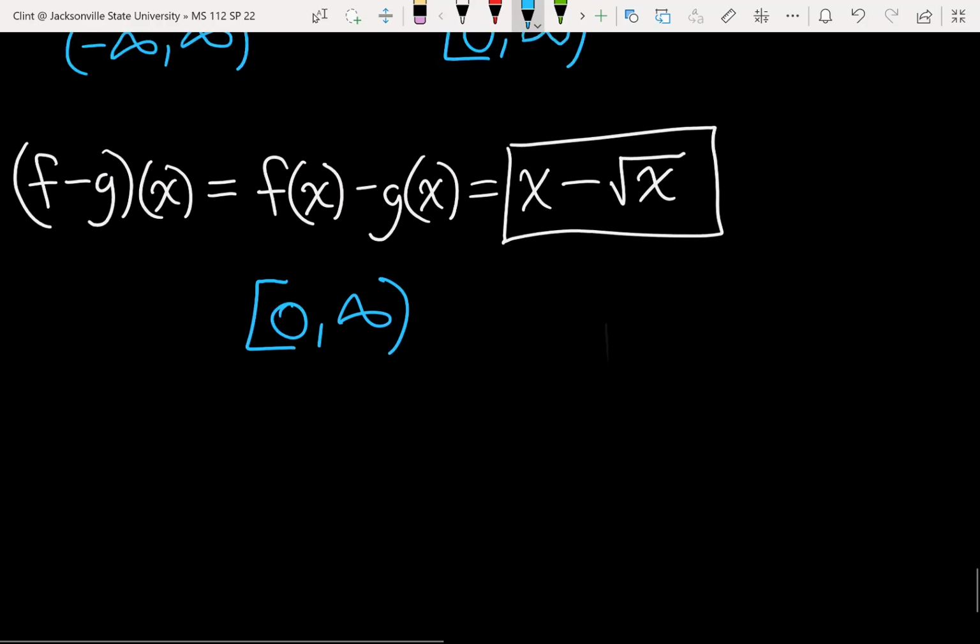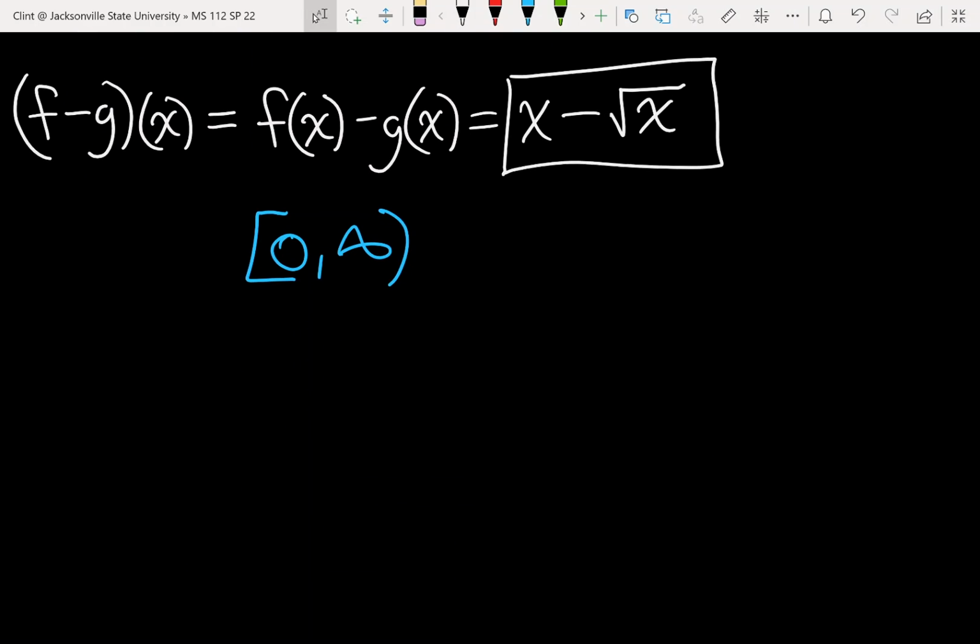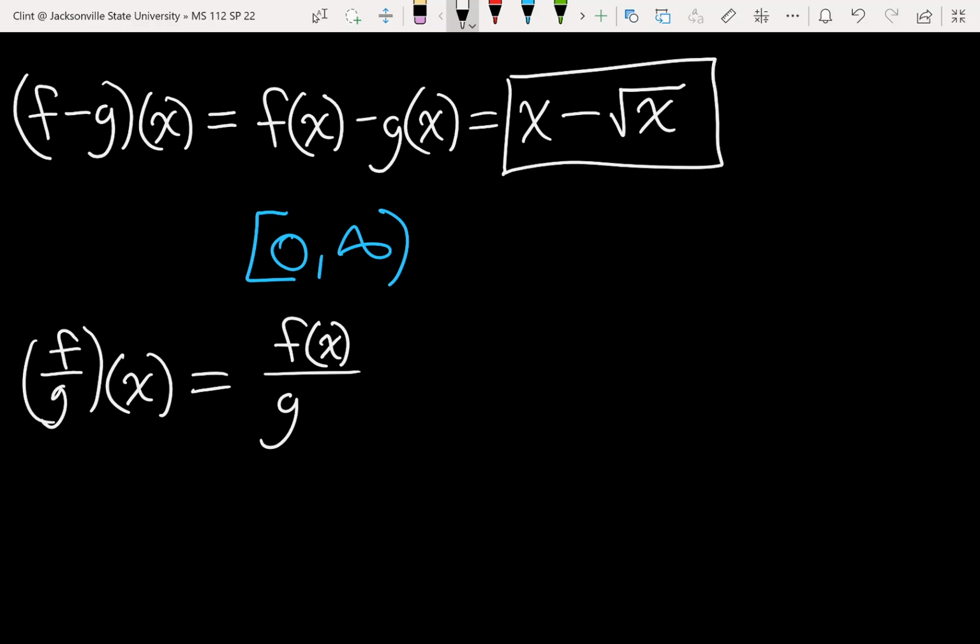Do division. That's the other tricky one. Plus and multiply, you just add the x plus square root of x, x times square root of x. There's nothing to even do to simplify there. And division is our troublemaker, so. So we'll get x over square root of x. You don't have to worry about simplifying. Okay, WebAssign will take that just fine. And so there's our function.